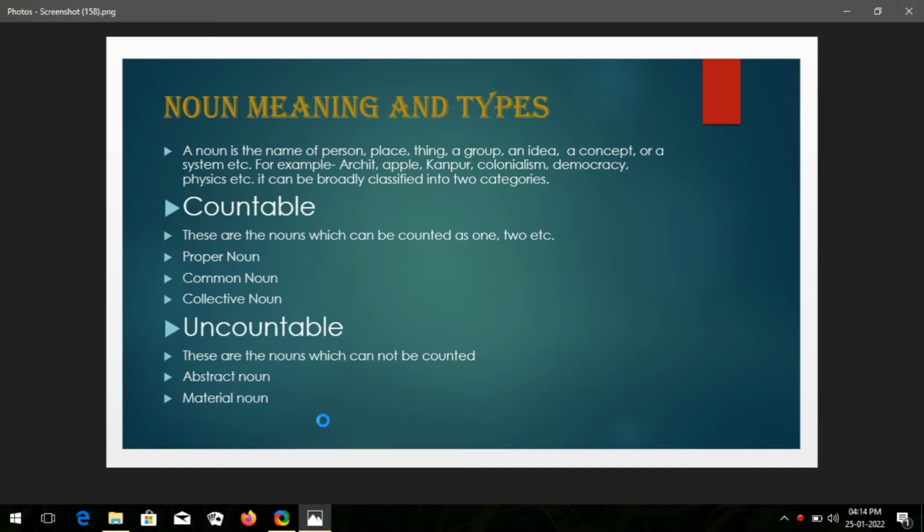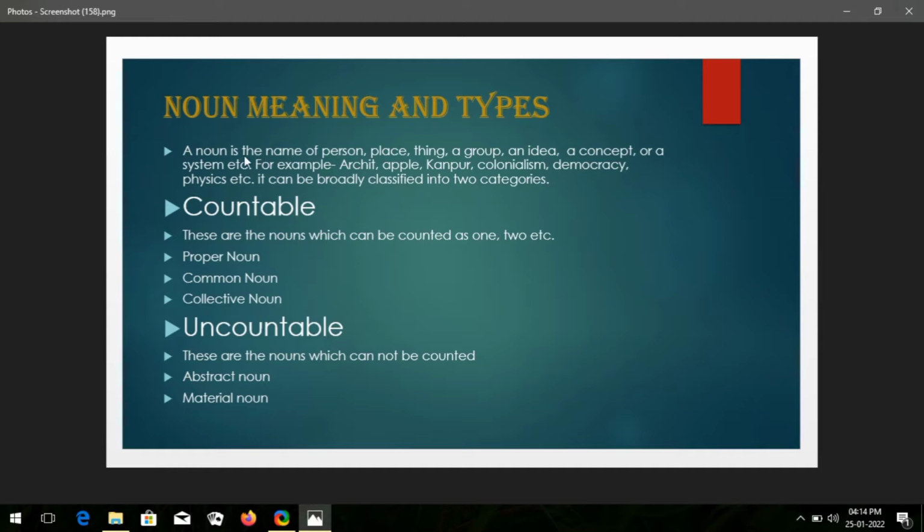Here you can see noun meaning and types. Today we'll go across the noun meaning, use and types. Fine. So let's start the topic. First of all, let's see the definition. A noun is the name of a person, place, thing, a group, an idea, concept or a system. For example, Archit, Apple, Kanpur, colonialism, democracy, physics. It can be broadly classified into two categories.